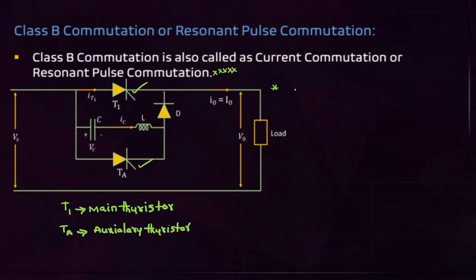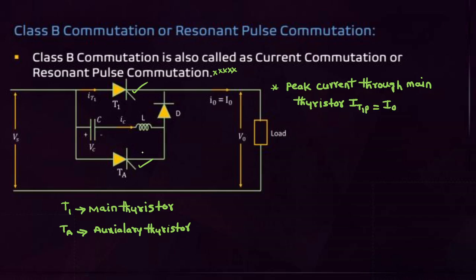Then very important points that you have to remember. First one: what is the peak current through the main SCR? The main thyristor carries only the load current in class B commutation. That is, the peak current through the main thyristor IT1P equals I0, the load current.